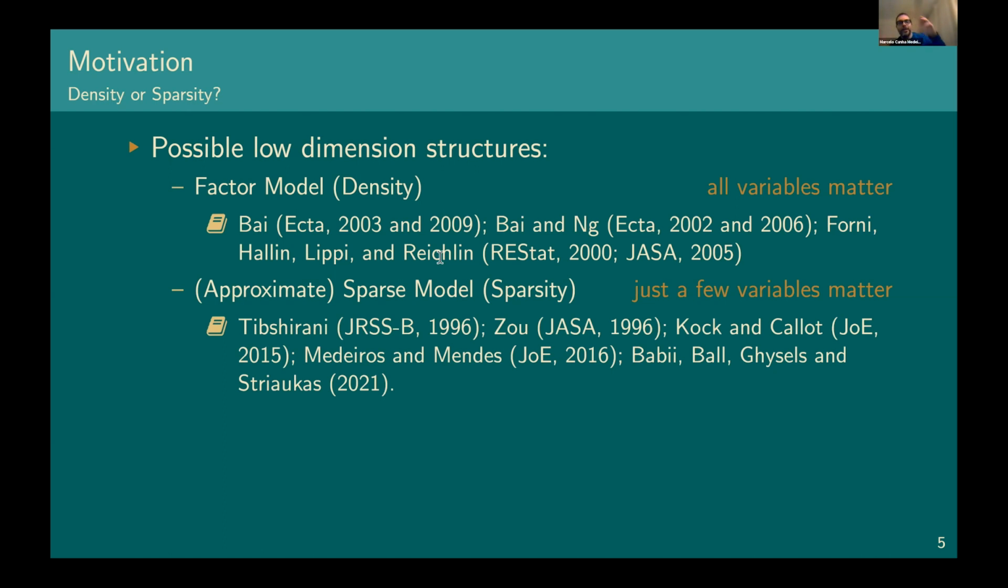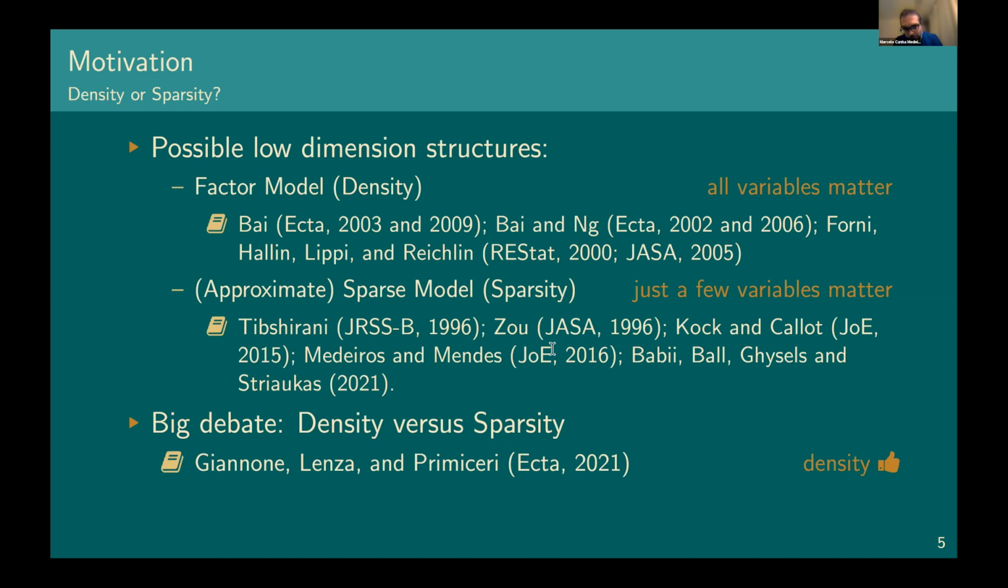There are many papers on that. I think the classical one is the Lasso paper by Tibshirani and the adaptive Lasso by Zou, and then in time series, I have one paper in the Journal of Econometrics, Kock and Callot, more recently, Babii, Ghysels, and Striaukas. So there are many papers, every day you can see a new paper coming out about sparse models. And there's this big debate, density or sparsity? Where's the silver bullet, right? What should I use that solves all the problems?